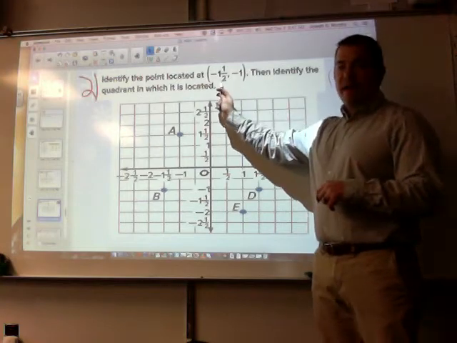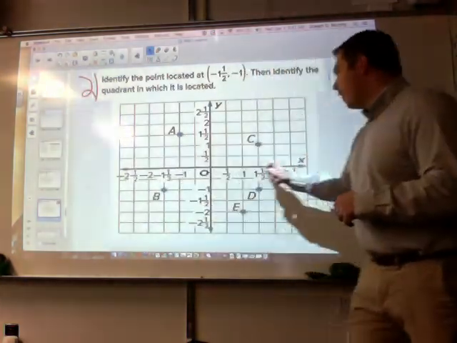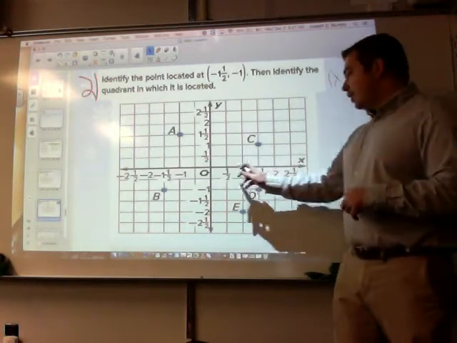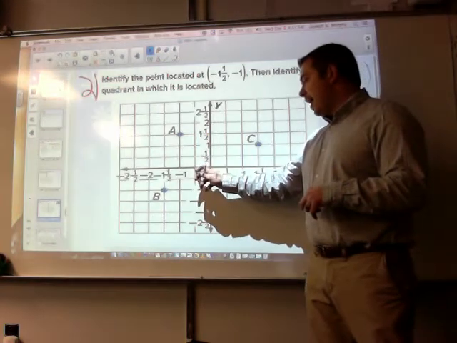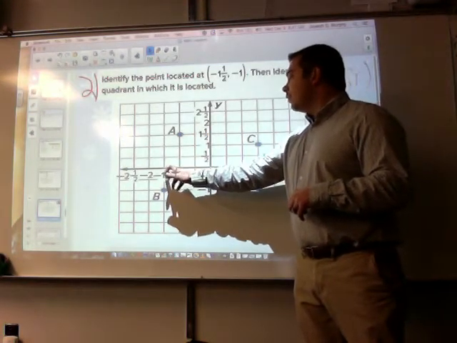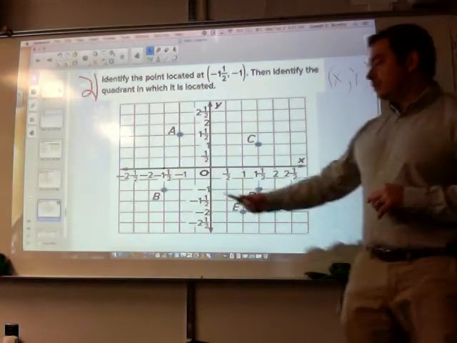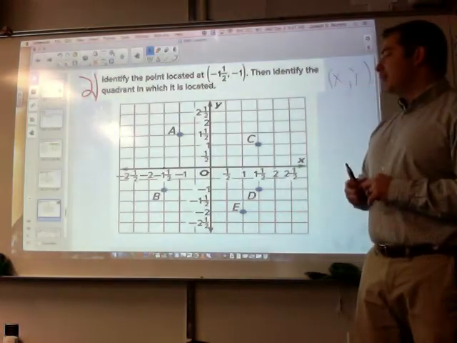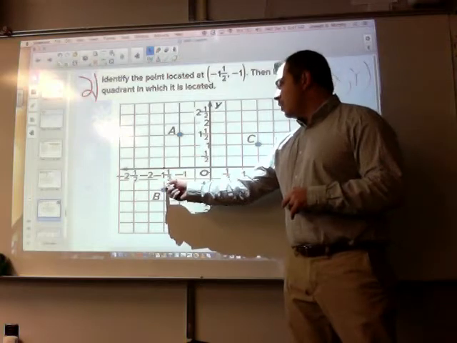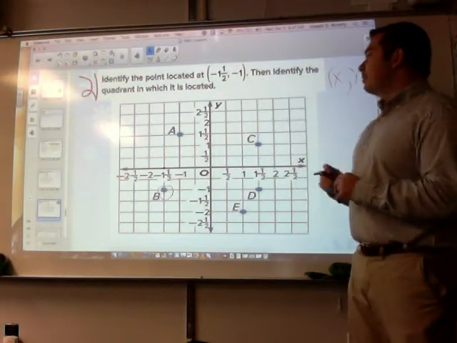So the negative 1 and a half is our x. So I'm going to look at my x line and find negative 1 and a half. My x goes horizontal. So I know I'm negative, so there's a half, there's negative 1, there's negative 1 and a half. There's my starting point for x, right there. Now my y is negative 1. So there's a half, there's negative 1, so it's going to be B. Those coordinates match B.